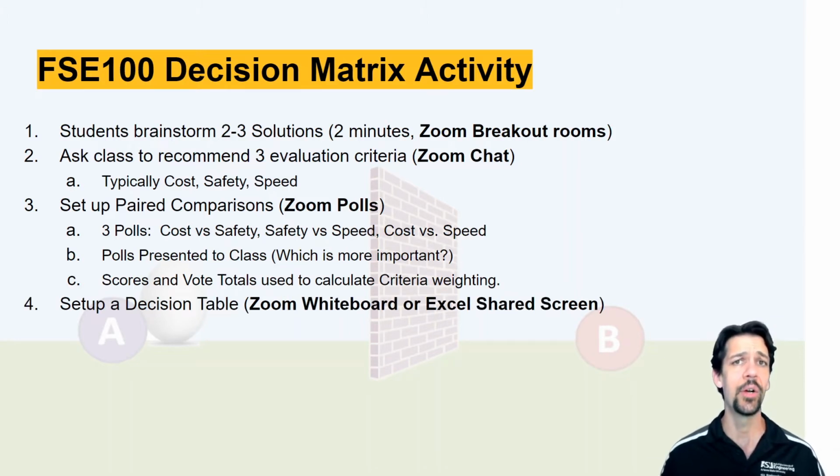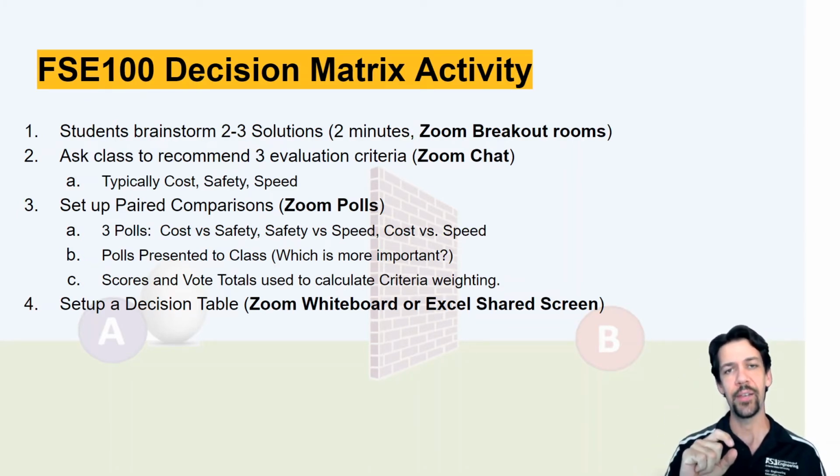Then the next thing that I do is open up a Zoom whiteboard or share my screen in Excel, and I set up the decision table with the criteria down the side, the weighting for each of the criteria in the first column, and then I have 3 or 4 columns for different design ideas.